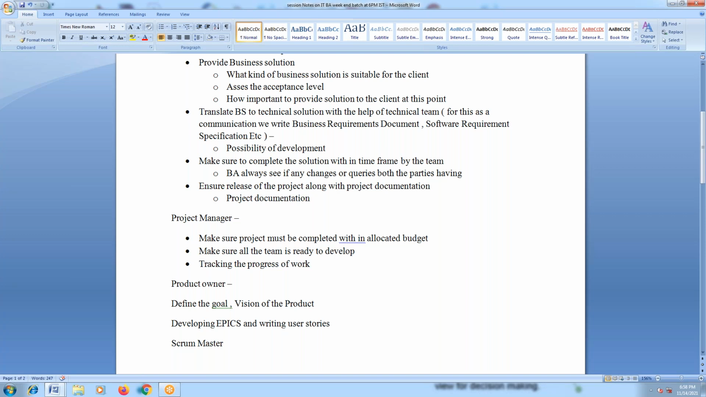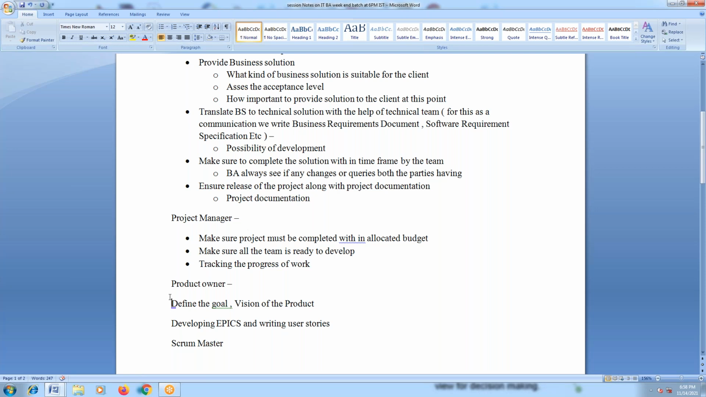So the amount of time you are spending to prepare documentation will be reduced, because the advantage in agile is this: you don't see any documentation. No, I don't say no documentation, less documentation. I can say that, right? So that is the advantage you see from traditional to agile development.